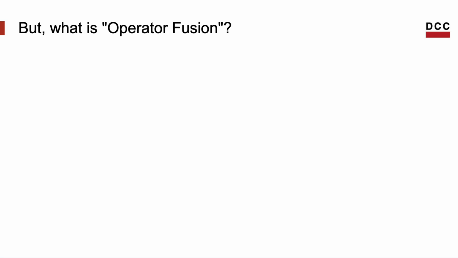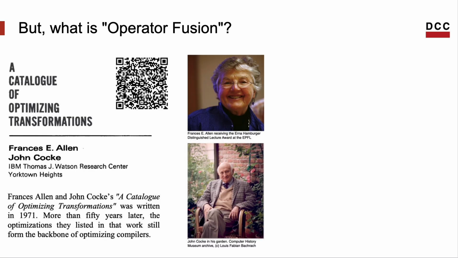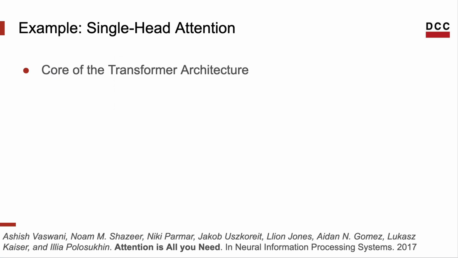But what is operator fusion? That's a compiler transformation. It's pretty old. It was present in Allen and Cocke's catalog of optimizing transformations in 1971. So here we have two Nobel laureates. That's an old compiler optimization. I will show how it works in the context of a neural network.